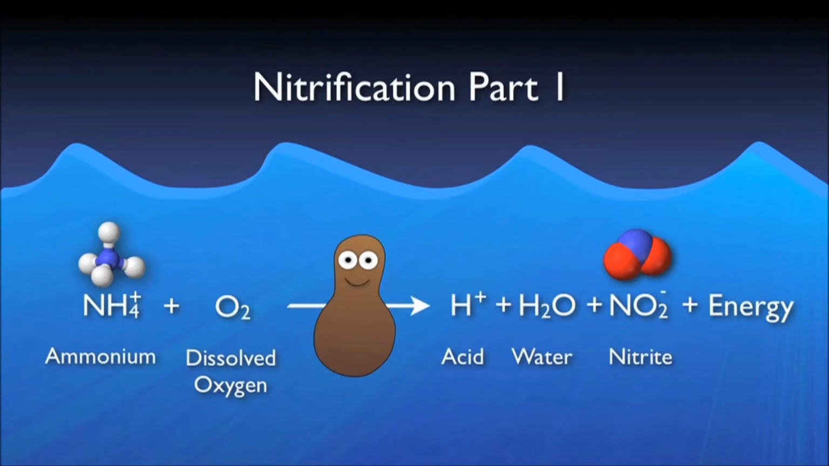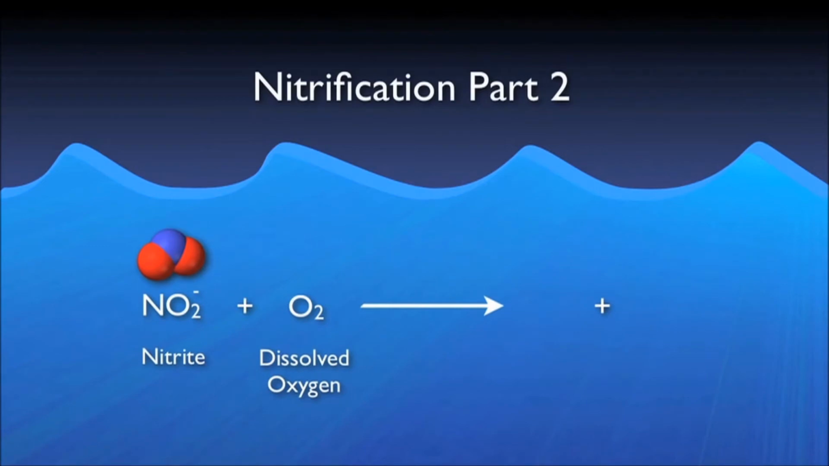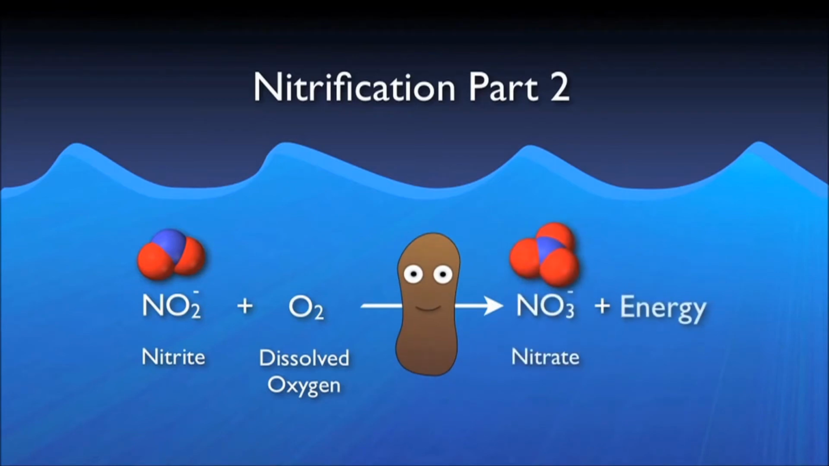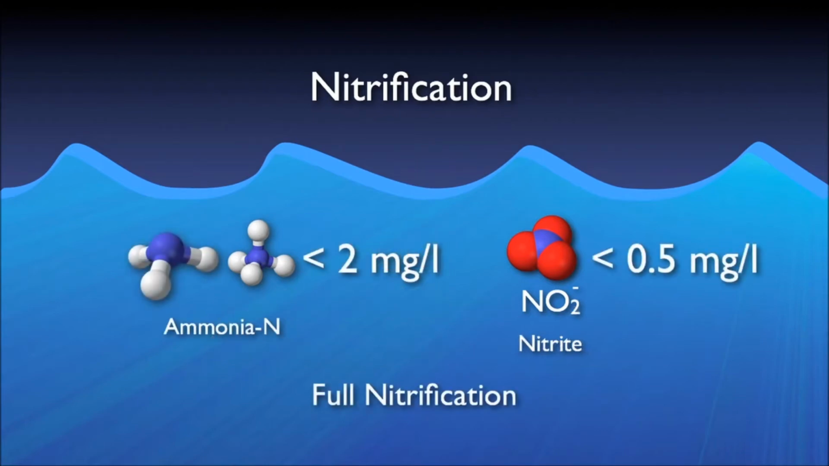The water produced is absorbed in the system, the nitrite moves on to the next step, and the energy is used by the bacteria to grow and multiply. The second step, for which a group of bugs known as nitrite oxidizers is largely responsible, takes that nitrite and more DO and converts it into nitrate and energy. This conversion from ammonia to nitrate is nitrification. Typically, full nitrification is observed when ammonia concentrations are reduced to less than 2 milligrams per liter and nitrite concentrations to less than half a milligram per liter.